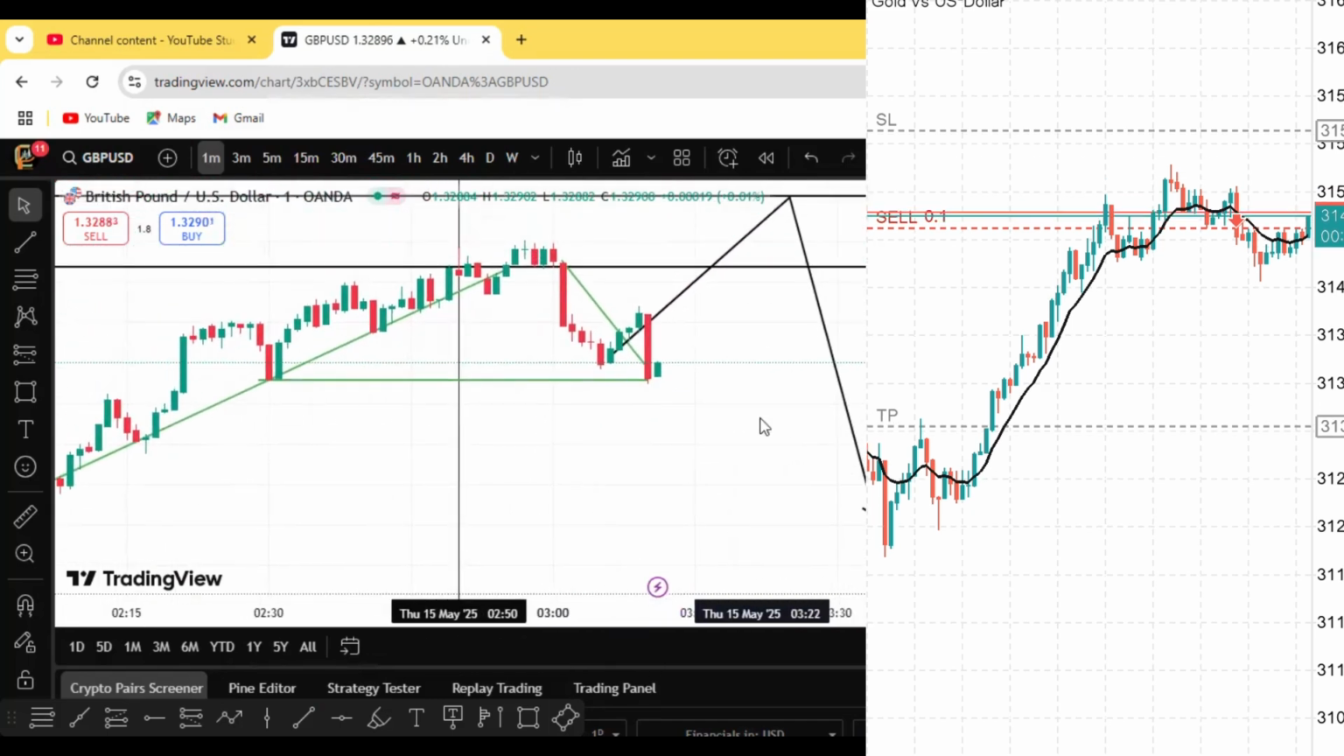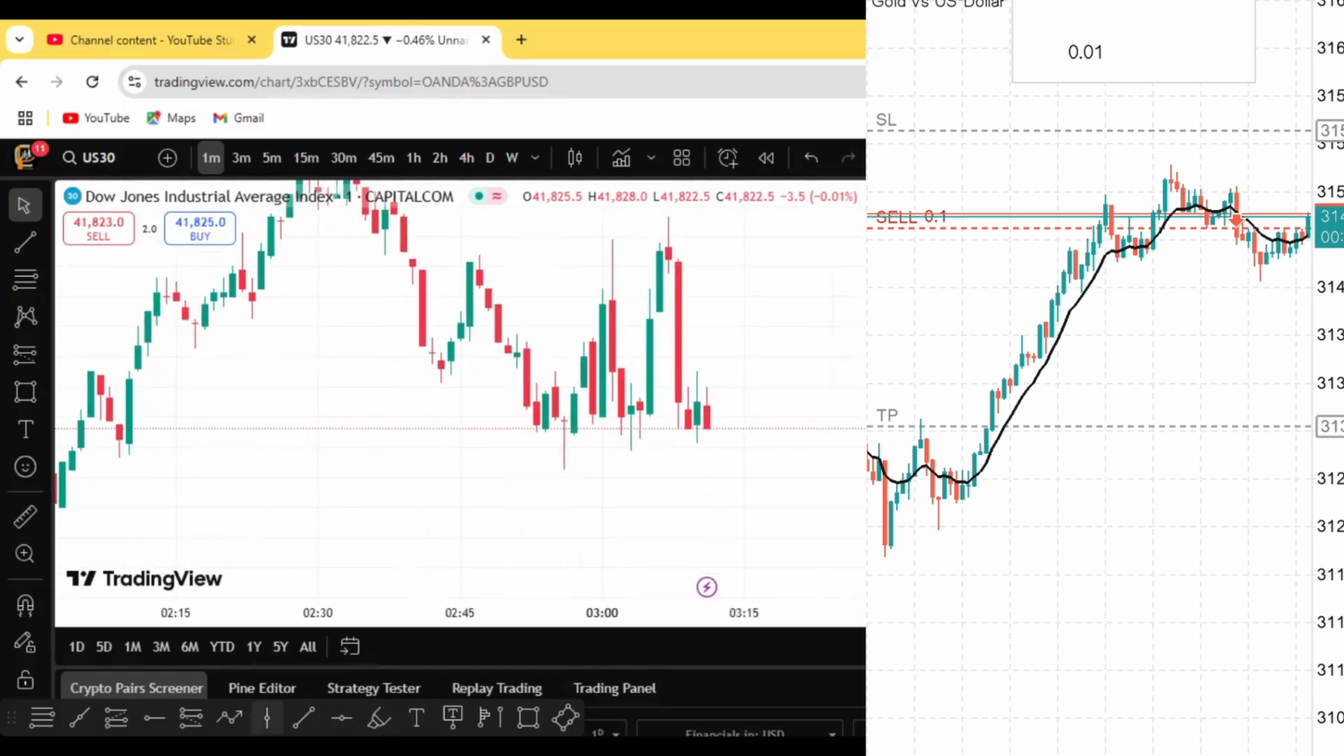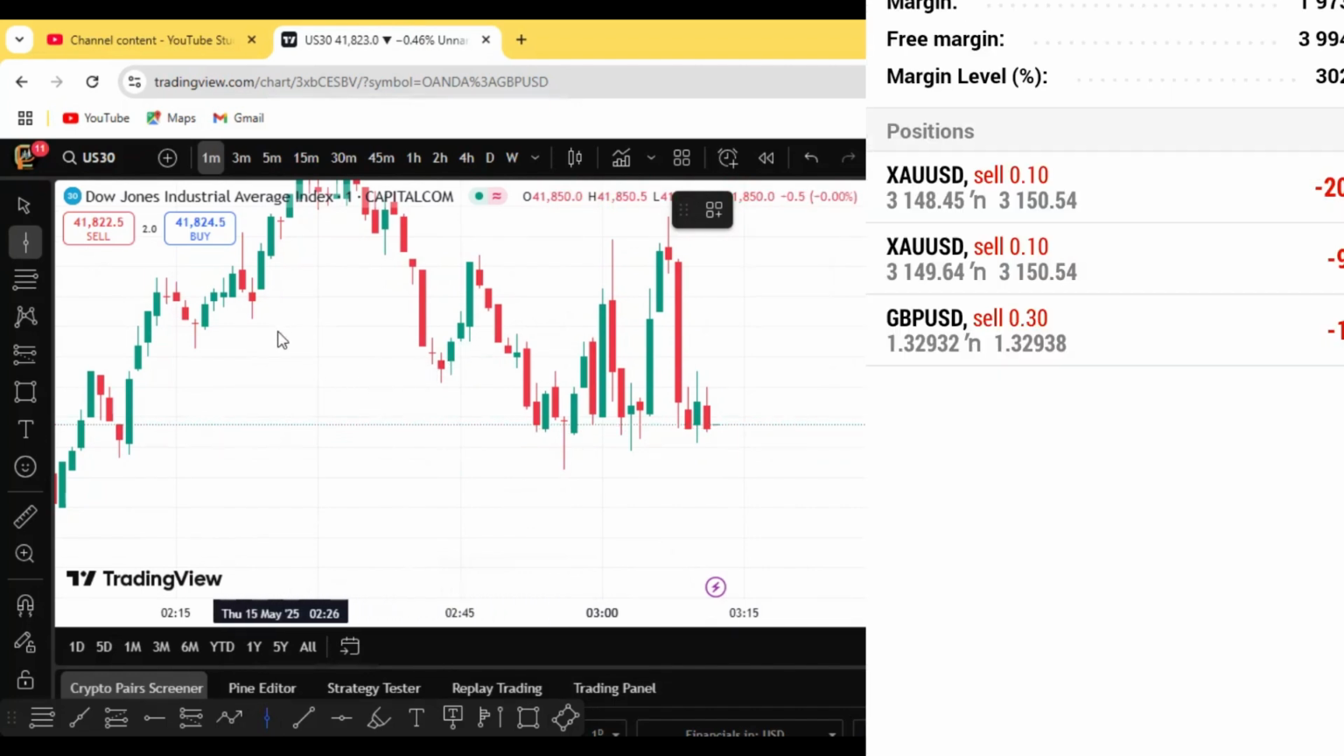Now I have three instruments: GBPUSD, XAUUSD, and then US30. I showed US30 during the New York session. This strategy also works on US30, but I really do not want to buy US30 during the London session because it has low volatility. So I want to trade it when it's in the New York session.